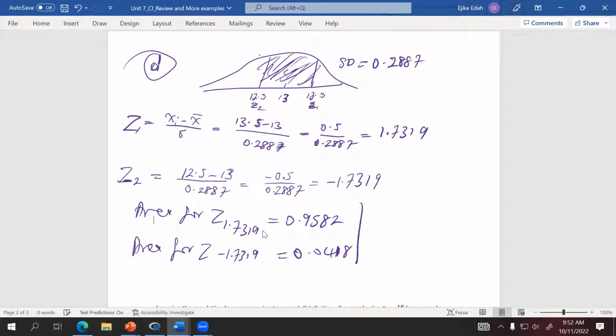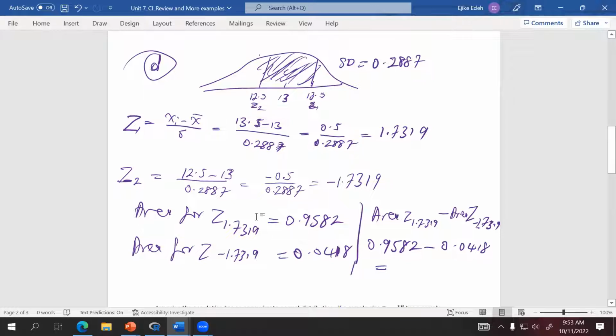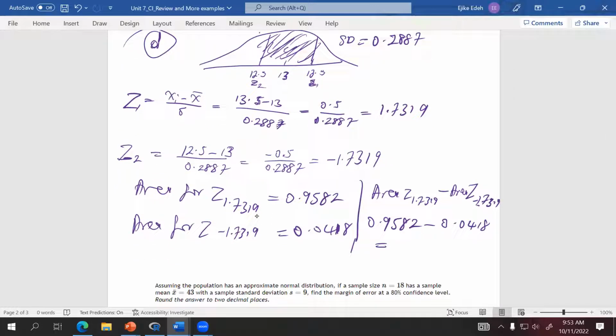The area of interest is what you get if you subtract the area of Z of negative 1.7319 from the area of Z of 1.7319. So we are dealing with 0.9582 minus 0.0418, and that will give us 0.9165. So that is what we have.